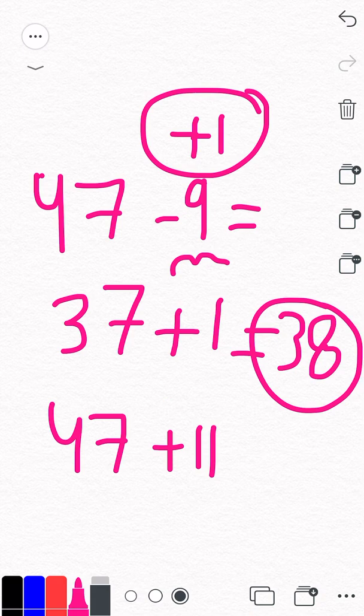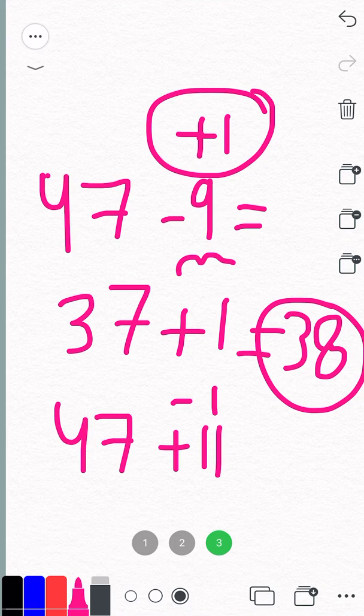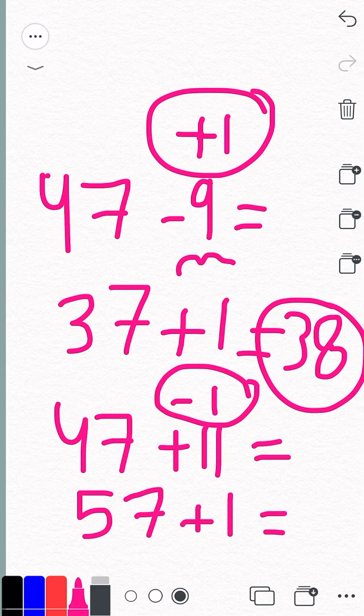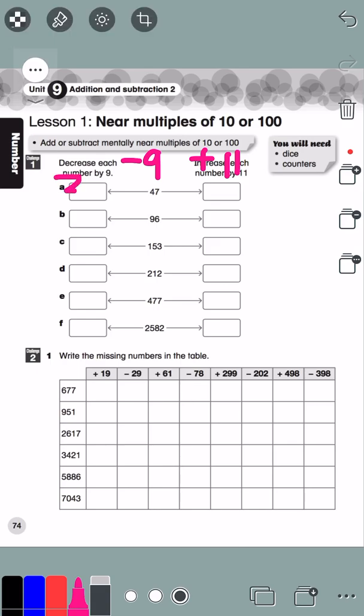And 47 plus 11, make it 10. We take away 1 from 11. Now, that's 47 plus 10, which equals 57. Because we subtracted in the beginning, we have to add now 1. That equals 58. So the answers are 38 and 58. Here 38 and here 58.